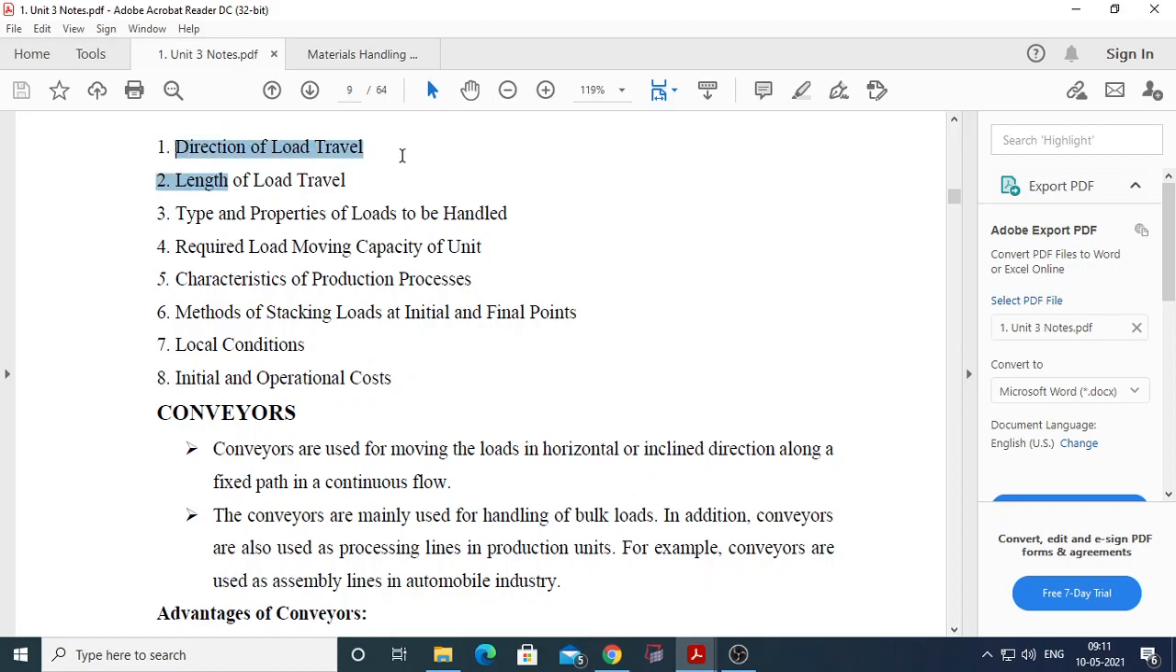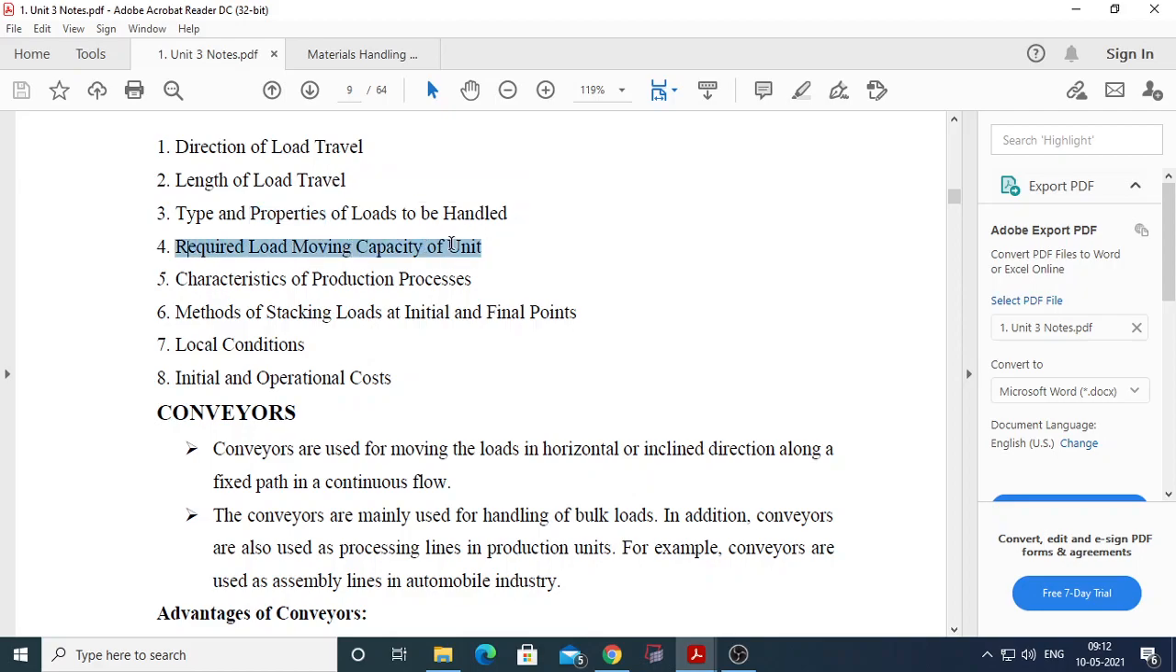First is the direction of the load travel, horizontal or vertical. Length of the load travel, you have to check whether it is a large length or small length. As per that you have to choose the equipment. Types and property of the load to be handled. There are two types, unit load and bulk load, and the properties of unit load and bulk load, I have already explained.